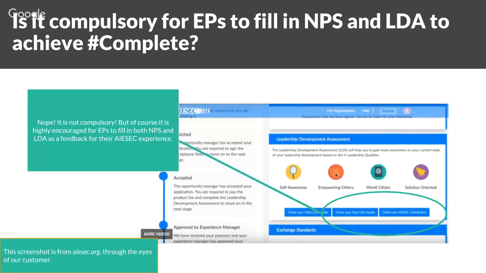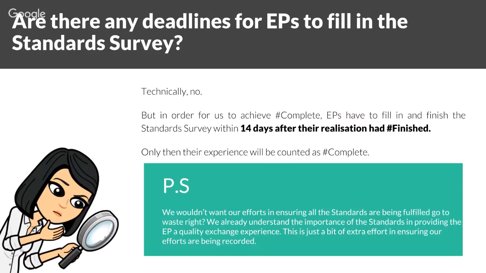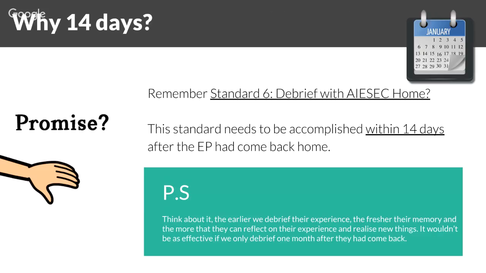Are there any deadlines for EPs to fill in the standard survey? Technically, no. But in order for us to achieve complete, EPs have to fill in and finish the standard survey within 40 days after their realization has finished. Only then will their experience be counted as complete. So remember, we wouldn't want our efforts in ensuring all standards are fulfilled to go to waste. We already understand the importance of standards in providing a quality EP experience, so just a bit of extra effort is needed to make sure our efforts are recorded and kept properly as data.